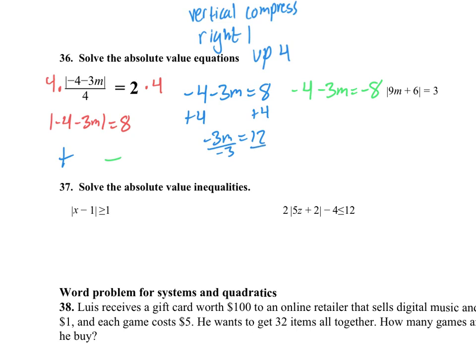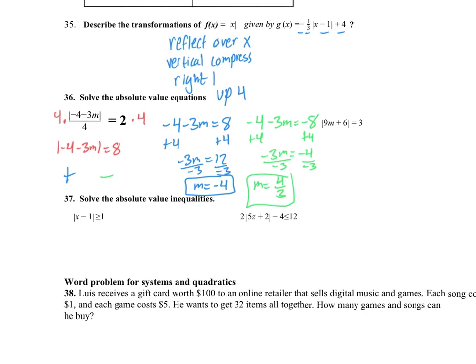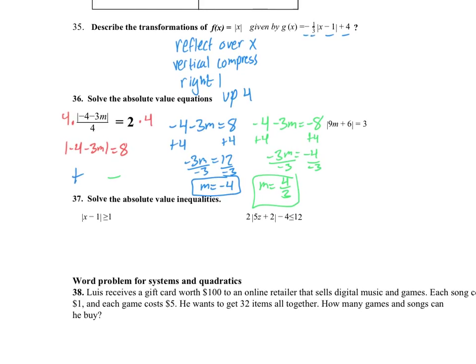Divide. So m equals -4, and again add a 4. Divide by -3. And my m equals 4/3. So there you go. Right. You just split it off into the two equations and then solve.